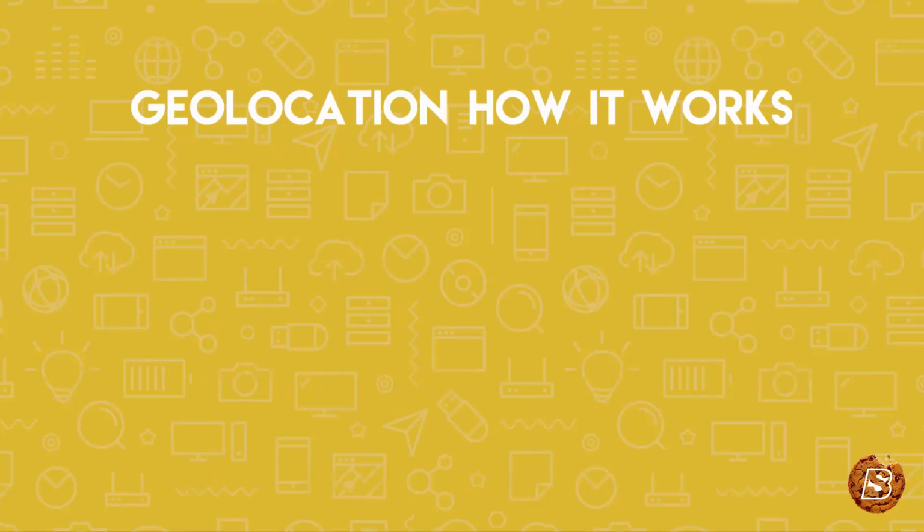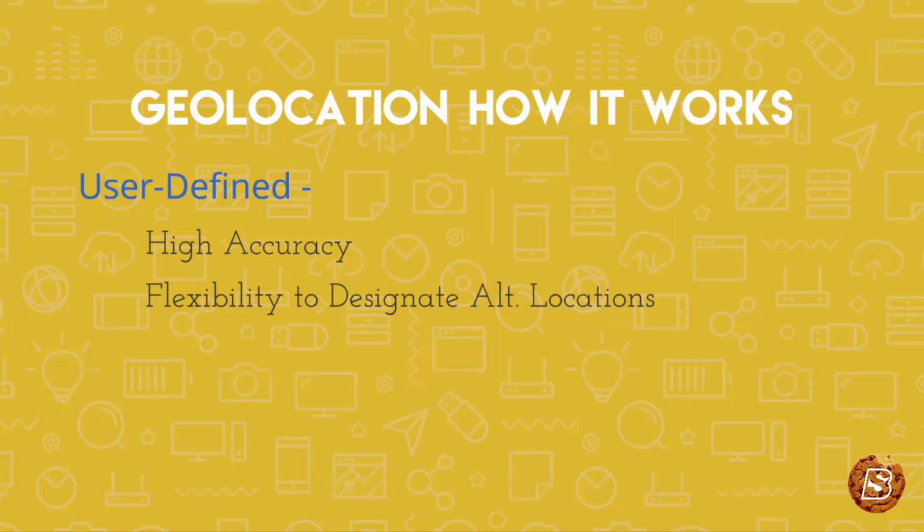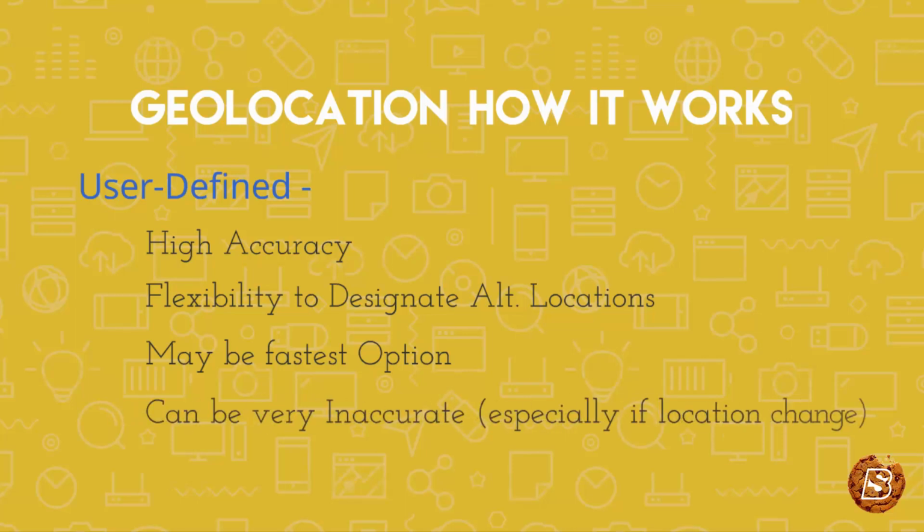Next we have user-defined. Now user-defined is something which is actually provided by the user itself. So we can rely on that information because that particular person is providing it. So it's high accuracy, with flexibility to designate alternate locations, and this may be one of the fastest options that we have. But it can be inaccurate, especially when the location changes and one forgets to update it.